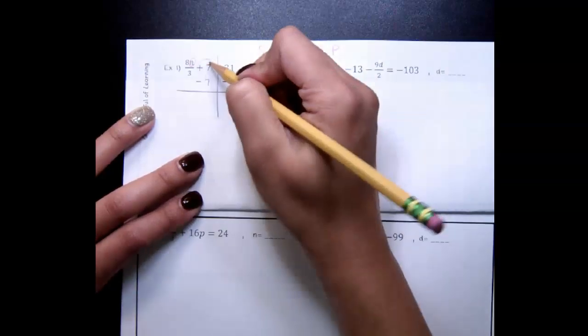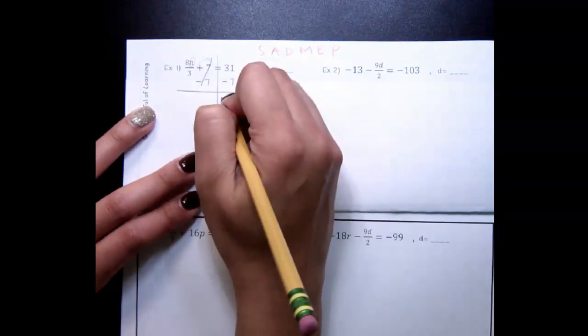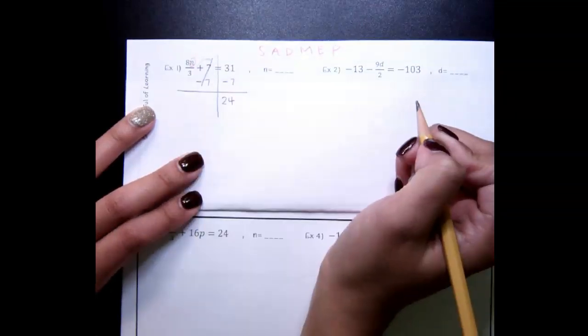So on the left, +7 -7 cancels out. And then on the right side, 31 minus 7 is 24.